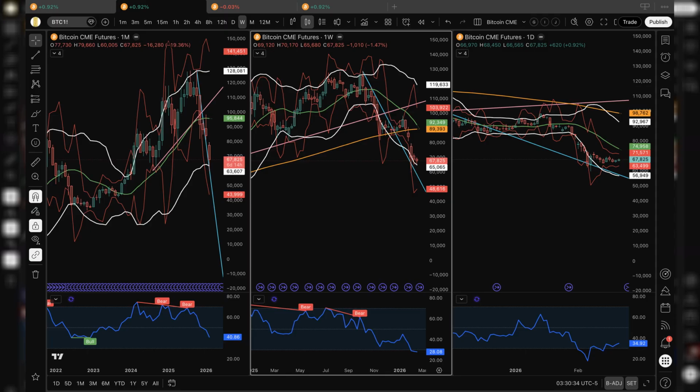RSI on the weekly time frame dropped near the 30 region earlier. It attempted recovery. It did not reach 50. It is now stabilizing slightly below the midline threshold. Momentum is not expanding. It is stabilizing at lower density. That reflects controlled pressure rather than capitulation.